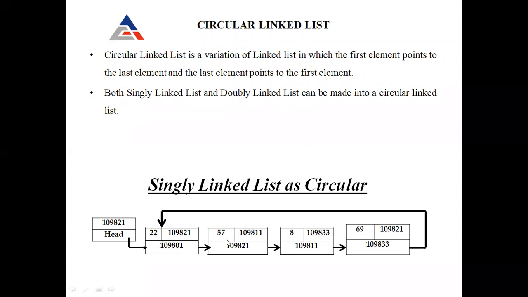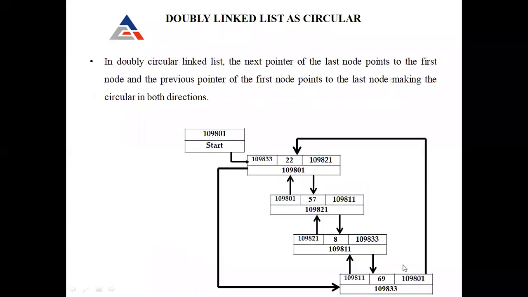That is the first node, second node, third node, fourth node. The last node does not have the value null. We write the value of the first node, so you can change from 21 to 01, that is 109801. And in a doubly circular linked list, the next pointer of the last node points to the first node, and the previous pointer of the first node points to the last node, making it circular. So the previous of the first node will become the address of the last, and the next of the last will become the address of the first.